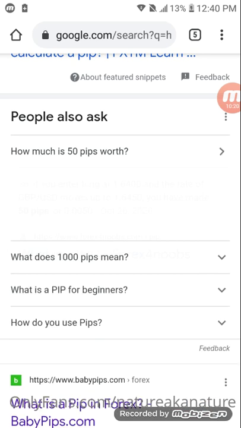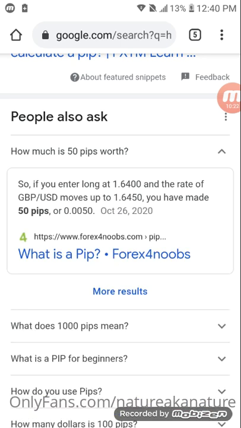So say, how much is a 50 pip worth? Say you entered long at 1.6400. So you entered for a buy at 1.6400, and the rate of GBPUSD moved up to 1.6450.